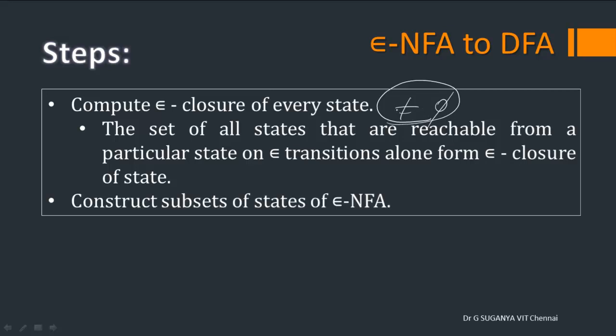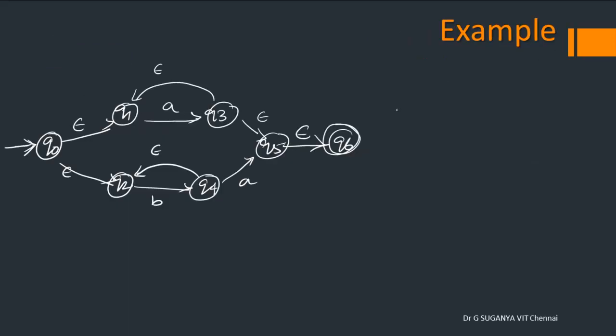Once the epsilon closure is constructed, as usual, you apply the subset construction procedure with a minor modification: at each and every destination, you have to again compute the epsilon closure and then proceed. So that's the two phases in the construction of an epsilon NFA to DFA. First compute the epsilon closure, then construct subsets of the epsilon NFA. That will be part of your DFA. So let's try to convert this epsilon NFA into a DFA.